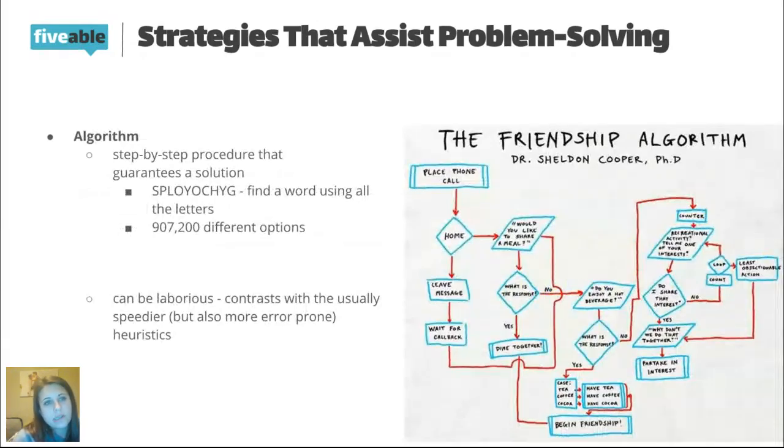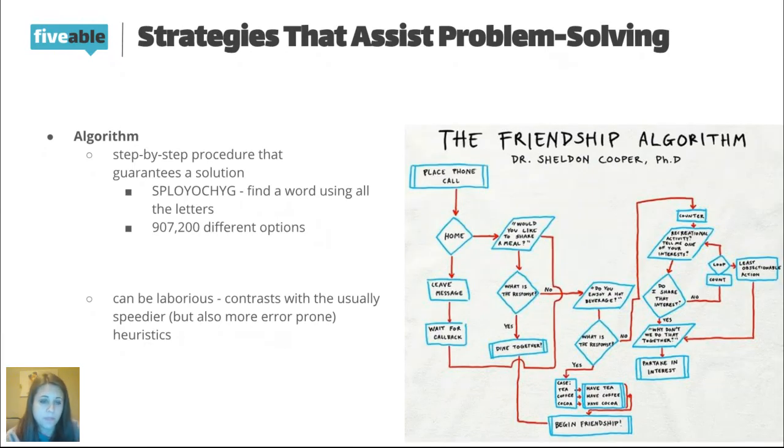And so one of those is an algorithm. Algorithms are great because it's a step-by-step procedure that will guarantee you a solution. You use algorithms a lot in math class, right? If you use a step-by-step formula, like the quadratic equation, you will get the right answer if you do everything correctly. So that's an algorithm. You are going to eventually solve the problem. However, it can be time-consuming and tedious.